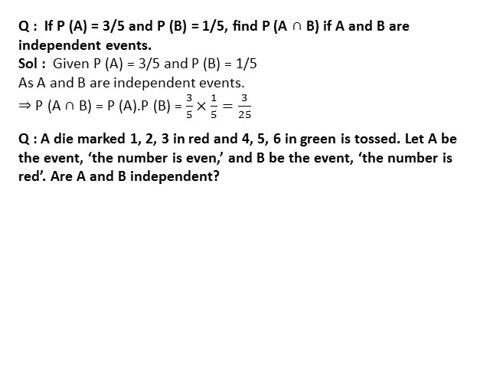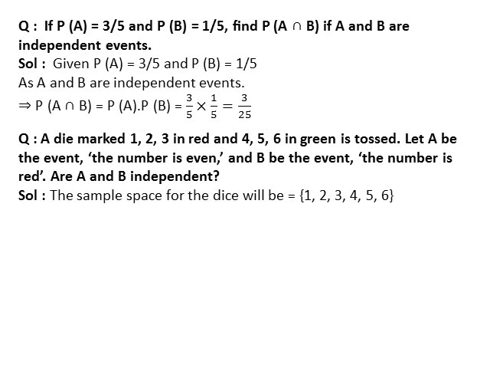Are A and B independent? Students, to check that A and B are independent, first we find probability of A, then probability of B, after that probability of A intersection B. If probability of A intersection B equals probability of A multiplied by probability of B, it means events are independent.